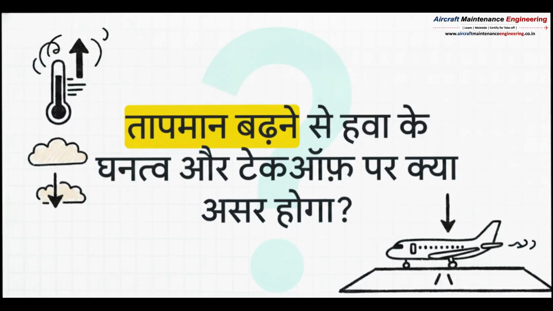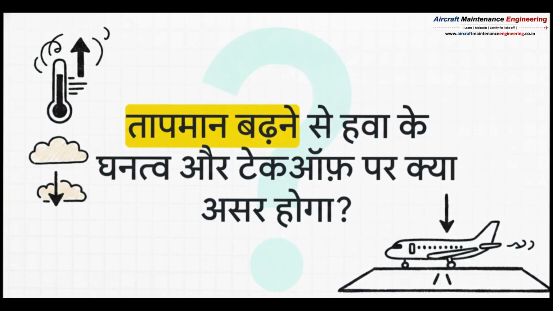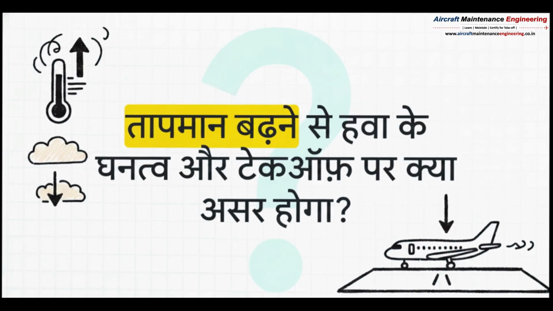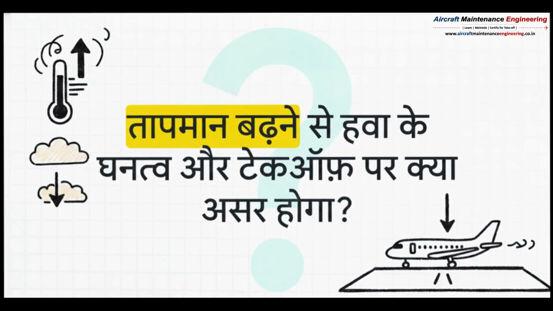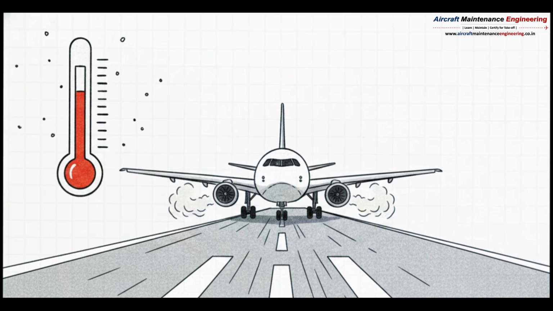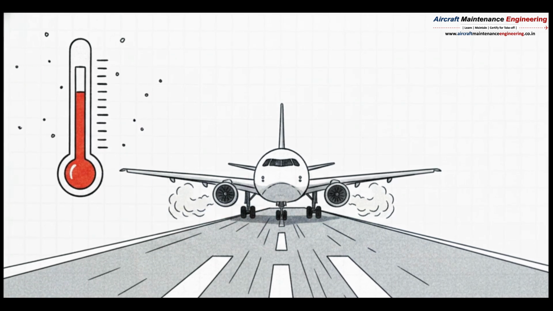Question 1. A conceptual MCQ. How does an increase in temperature affect air density and takeoff performance? Take a quick second to recall the inverse relationship discussed earlier before locking in an answer. The correct answer is that density decreases and consequently takeoff performance decreases.